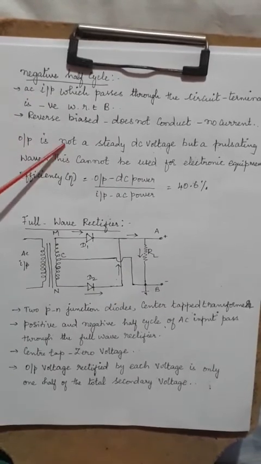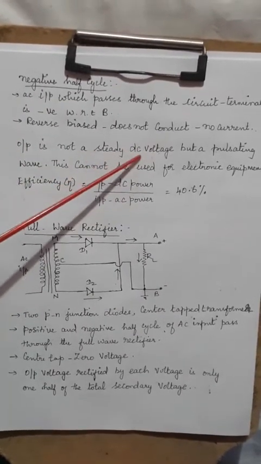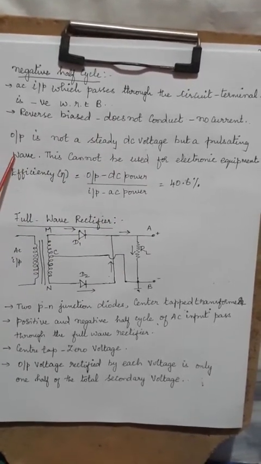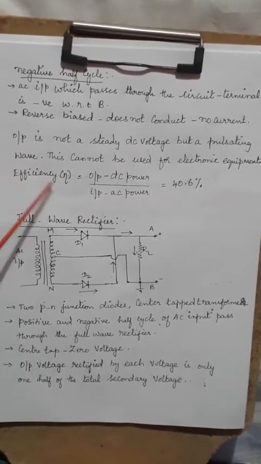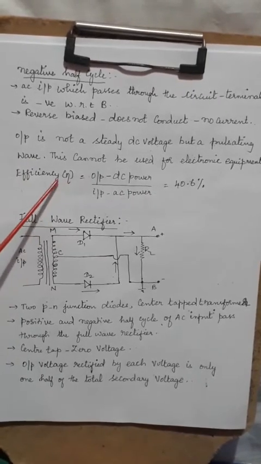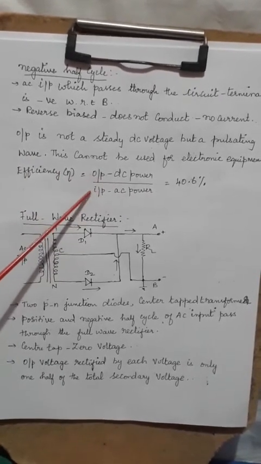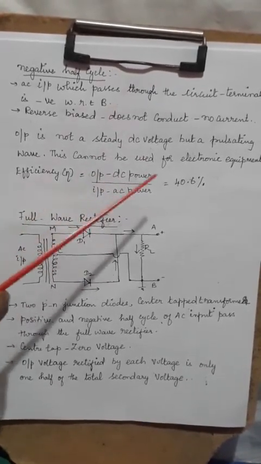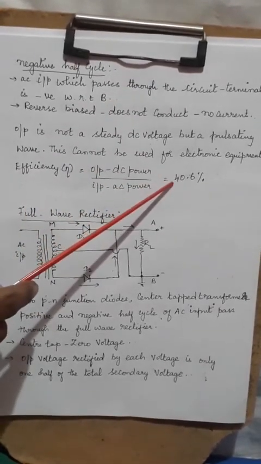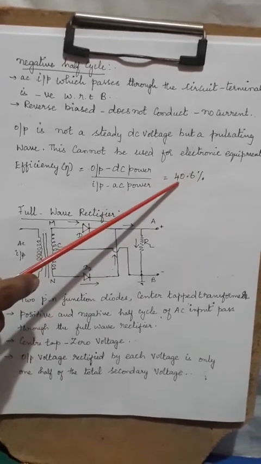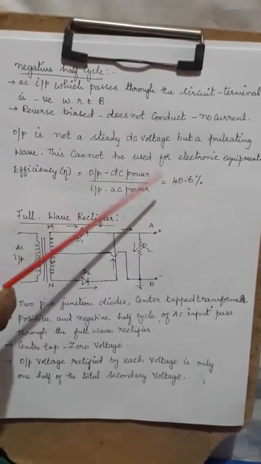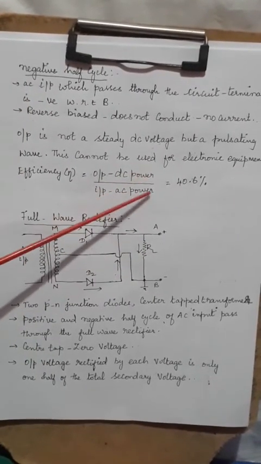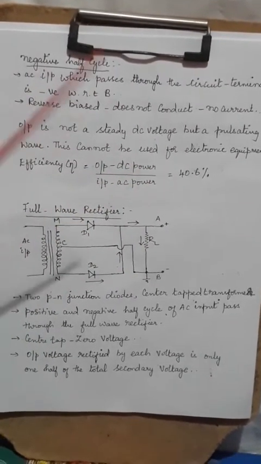So the output is not a steady DC voltage. It will give you one pulsating wave. Now I need to calculate what its efficiency is. Efficiency is given by output by input. Output is the DC power and the input is the AC power, where it was found to be 40.6%. That is, only half of the input was able to be produced. Hence it is called a half wave rectifier.